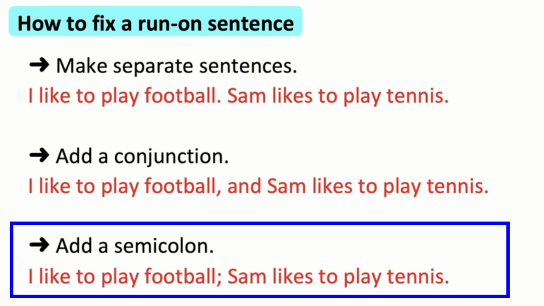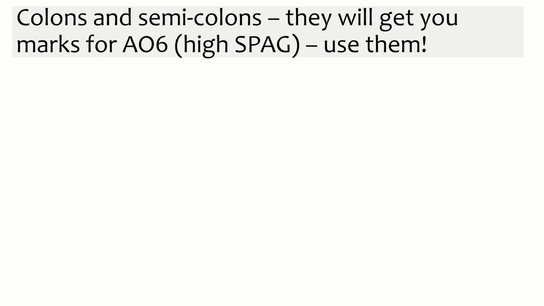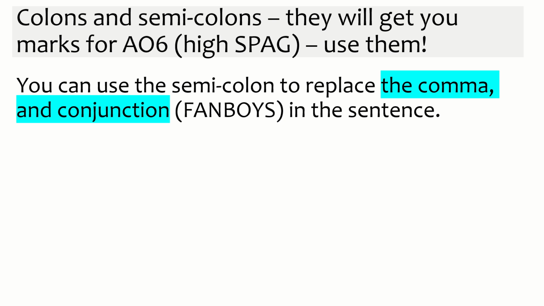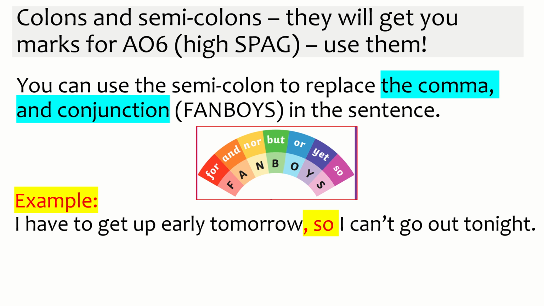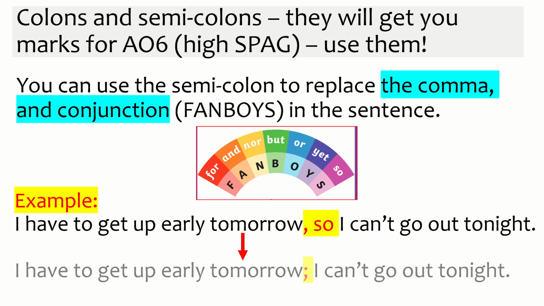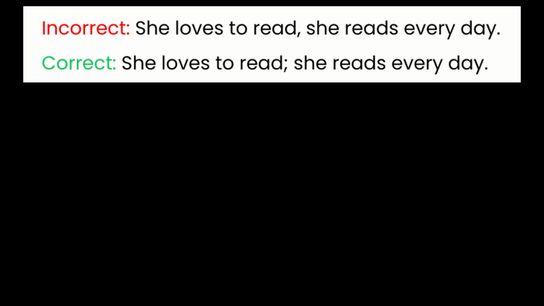Okay, semicolons I'm going to talk about in a little more detail later, but semicolons are good to use because you will get a higher mark for using them, because they are classed as higher level punctuation. You use the semicolon to replace the comma and the conjunction. So those fanboys things we just did, that replaces the comma and the conjunction. So for example, I have to get up early tomorrow, comma, so I can't get out tonight. That is grammatically correct, but if you want to use a semicolon instead, that would be absolutely fine. So remember, the semicolon replaces a comma and the conjunction.